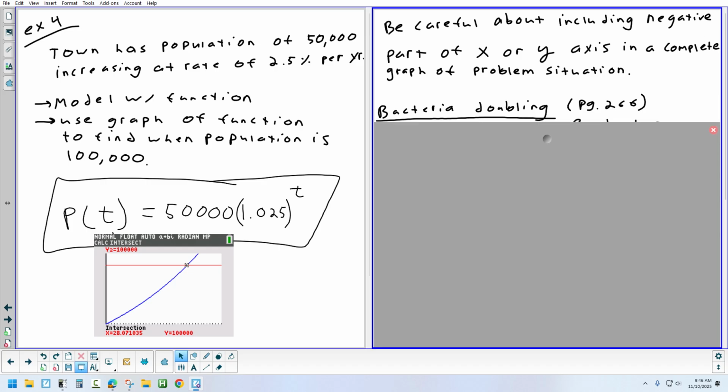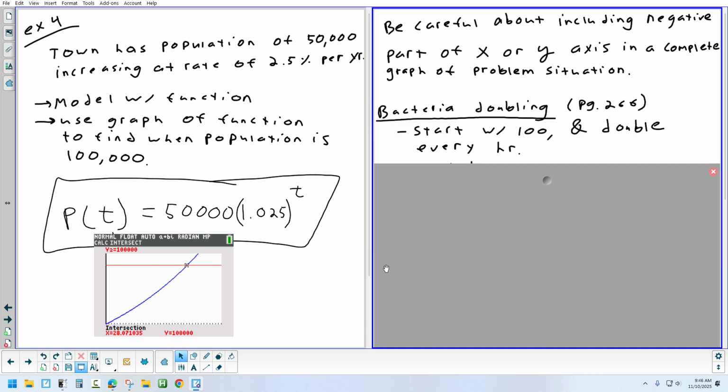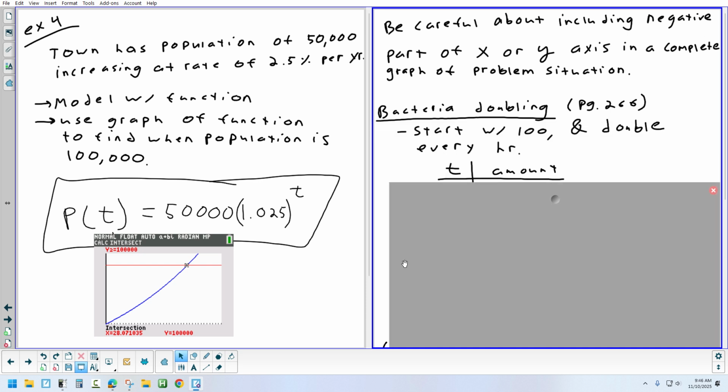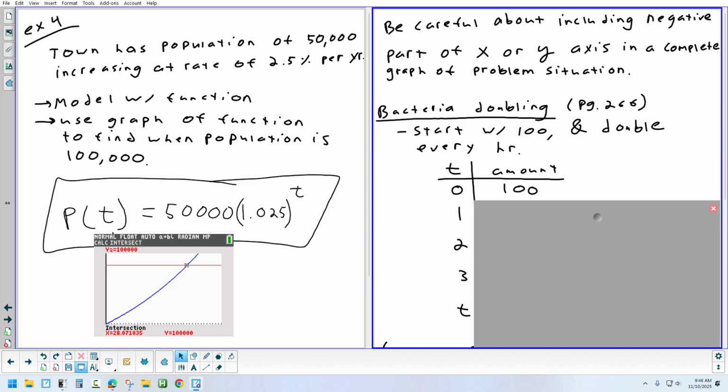So the last thing we're going to look at is a very special kind of exponential growth, and this is what we call something doubling. Let's say we had 100 bacteria, and it doubled every hour. At the beginning of the experiment, we have 100. After 1 hour has gone by, how many bacteria do we have? Yep. 200.